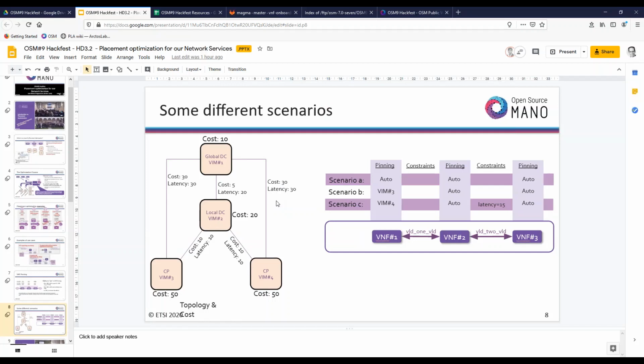We can have a look at some different scenarios and talk a bit about what will happen and what's reasonable here. Let's say that we have this network topology and infrastructure. We have a global data center, a local data center, and then we have two customer premises data centers at the edge. So if we have an NSD with three different VNFs and two links, and we just say, put this wherever you want, we don't do any pinning, we don't do any constraints, well, then things will end up in the global data center because that's cheapest.